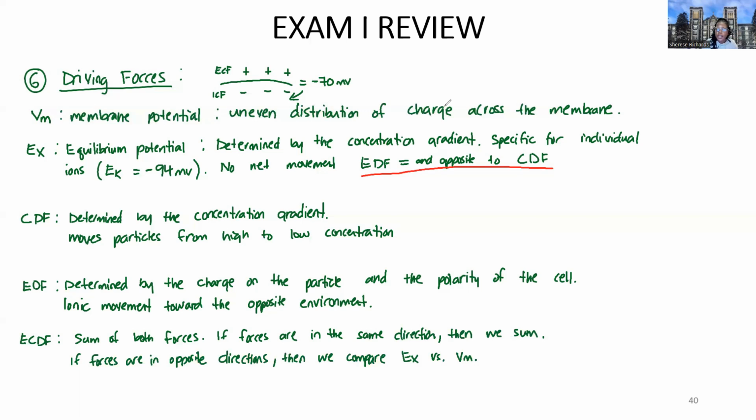Okay, we're running down on time, so let's quickly go to our last packet, which is the membrane transport.